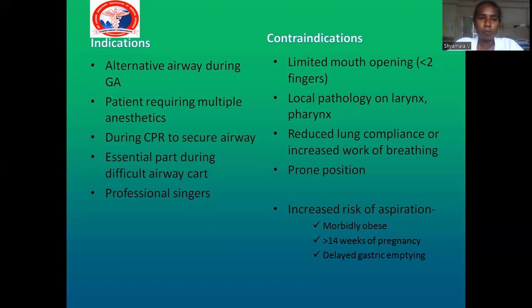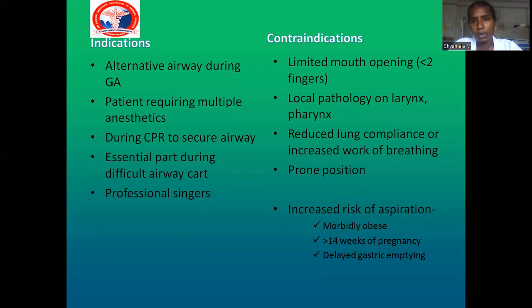glottis. Okay, main indication, once again: it is used as an alternative airway during general anesthesia and in patients who require multiple anesthetics, and also during CPR to rescue the airway, and it's an essential part of the difficult airway cart and also in professional singers. Moving on to the contraindication, it limits the mouth opening.